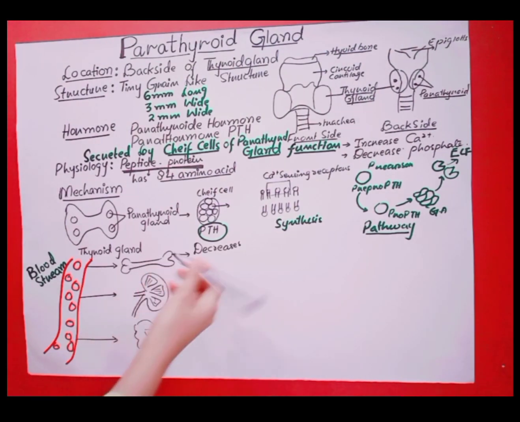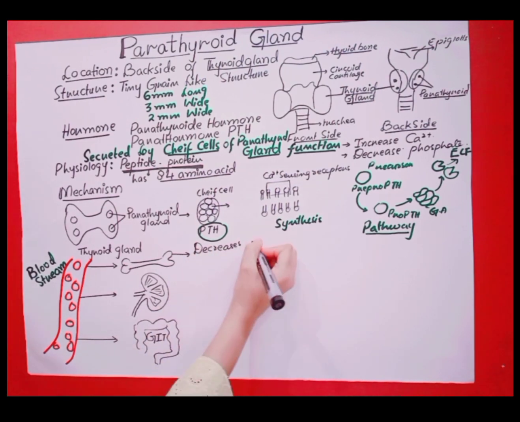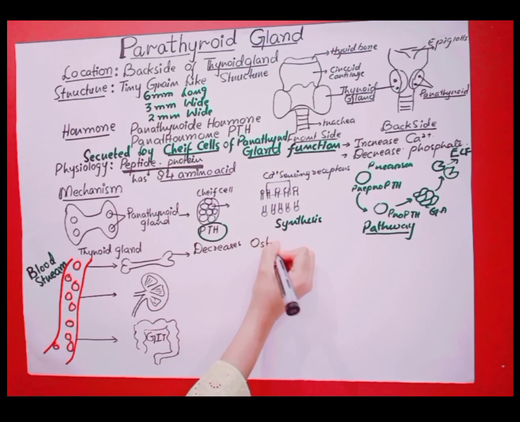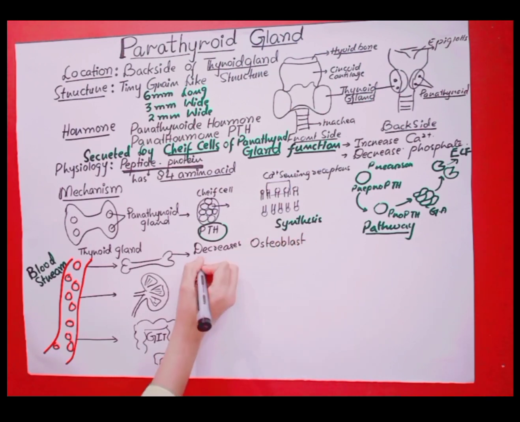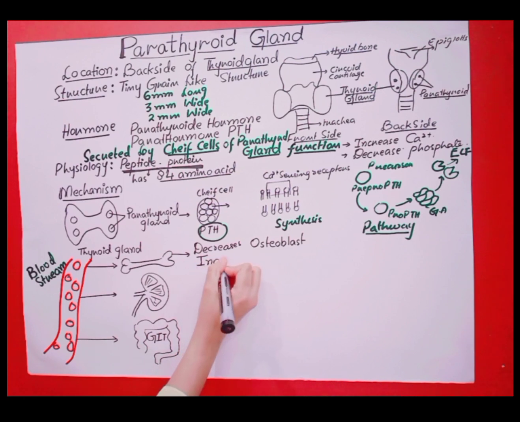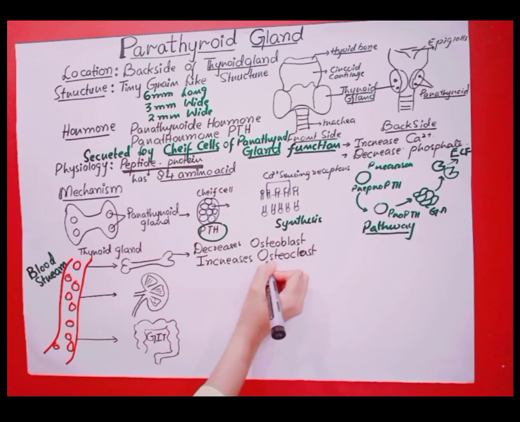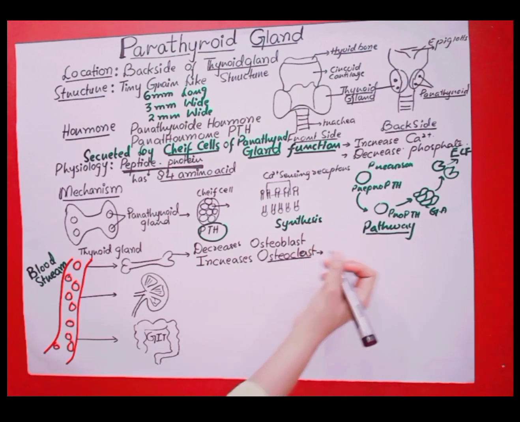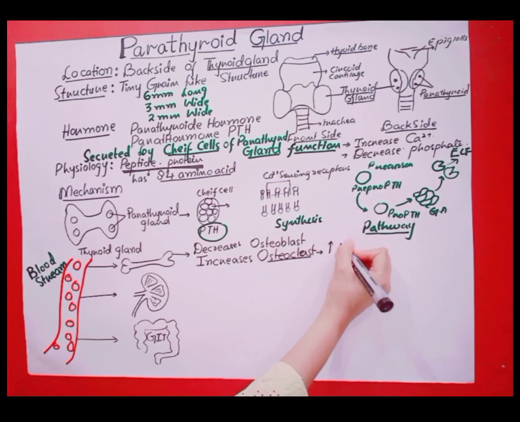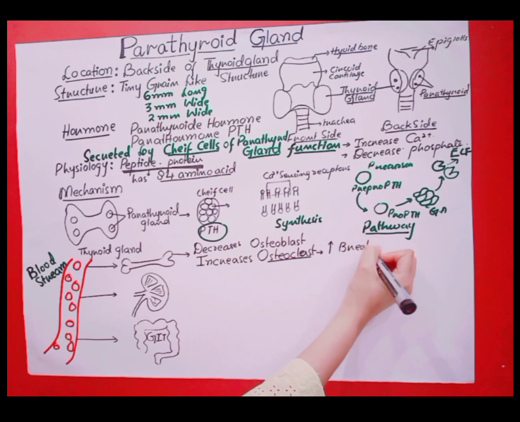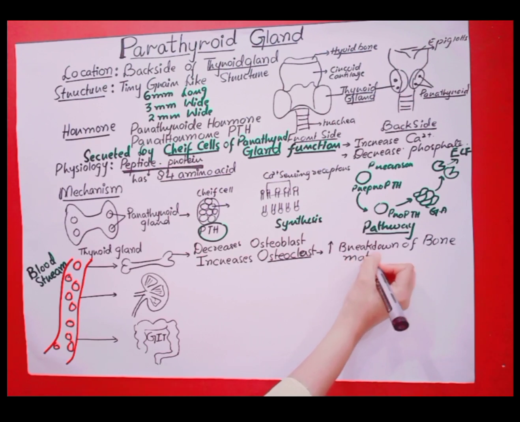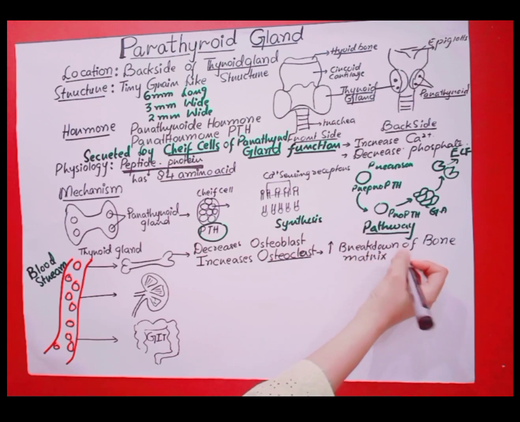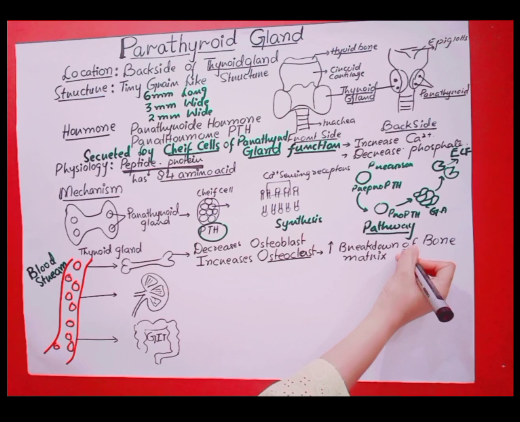In our bones, this parathyroid hormone decreases osteoblast activity and increases osteoclast activity. Through increasing osteoclasts, the parathyroid hormone increases the breakdown of bone matrix, from which more calcium will be released.